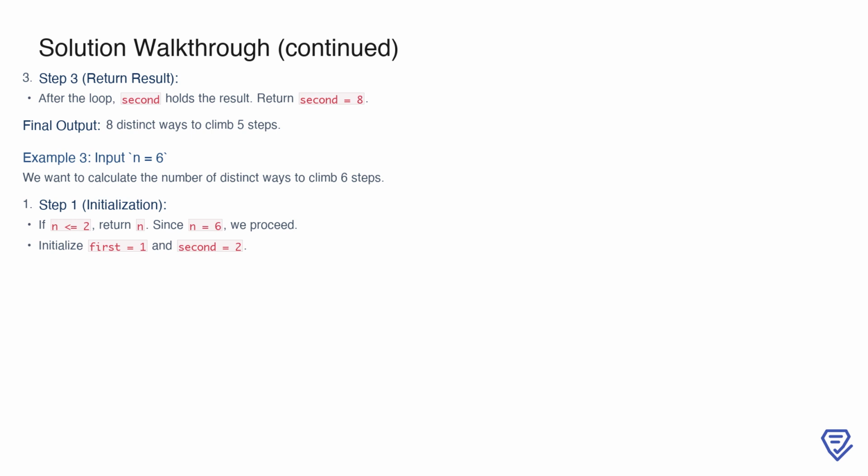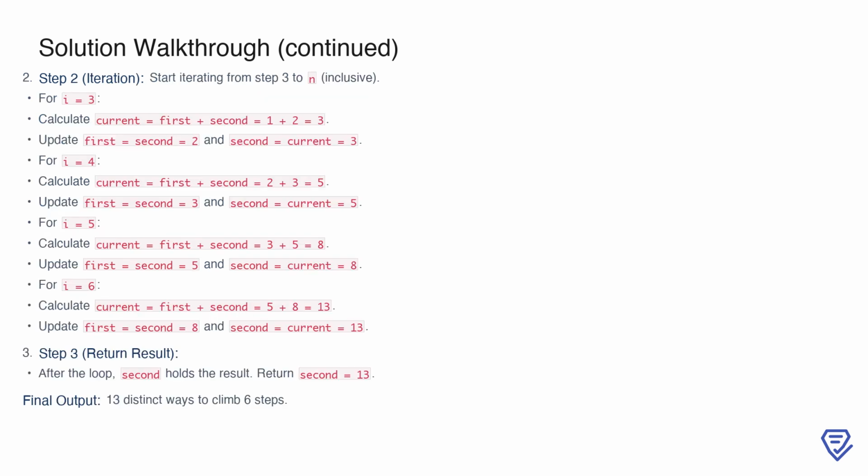Let's now explore the solution for n equals 6. Similar to before, we start with the initialization step. If n is less than or equal to 2, we return n, but since n is 6, we proceed. We set first to 1 and second to 2. These represent the ways to climb 1 and 2 steps respectively. In the iteration step, we calculate the number of ways to climb from step 3 to step 6. For step 3, current is calculated as 1 plus 2, resulting in 3.